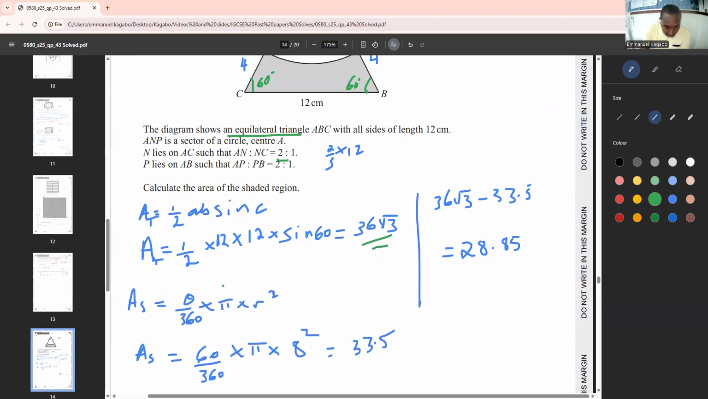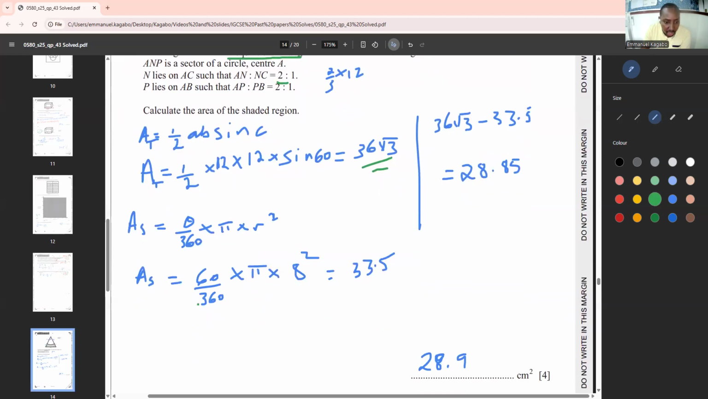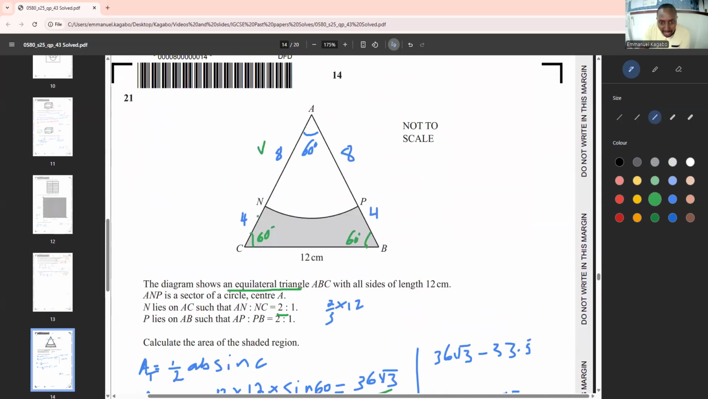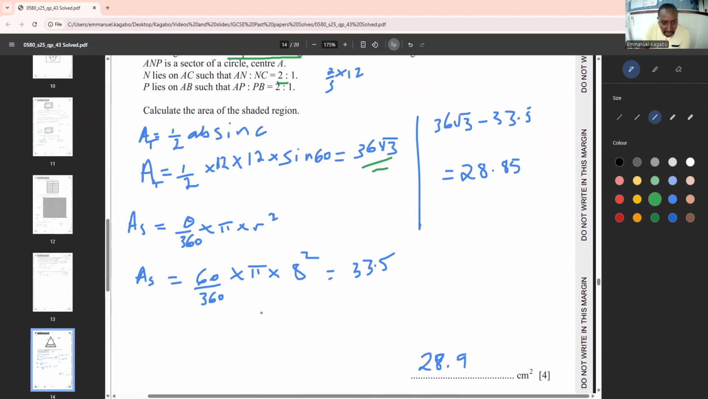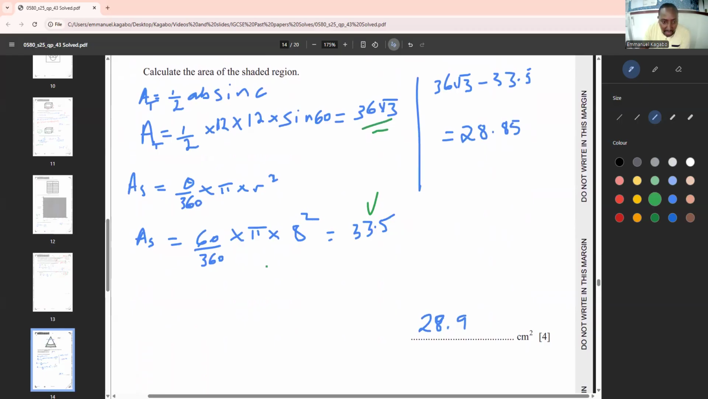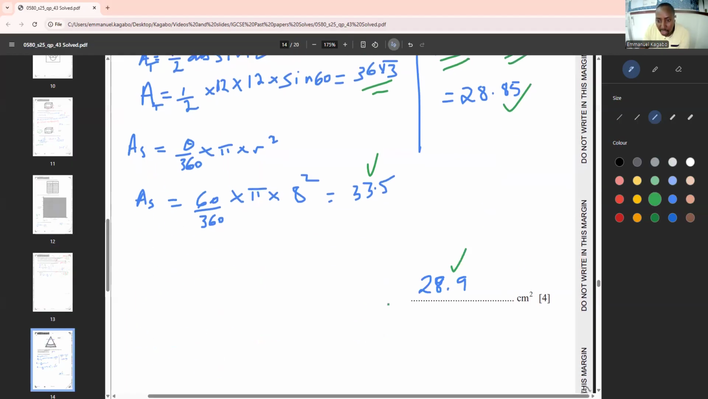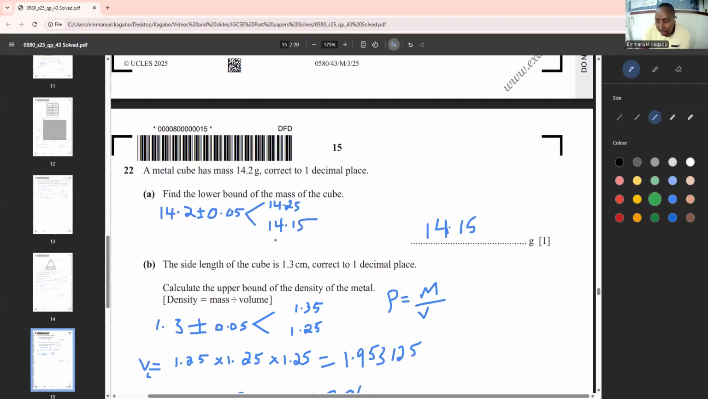Now, area of a sector is angle over 360 times pi r squared. So it's going to be 60 over 360 times pi times the radius of the sector. This is your sector. So the radius is 8. It's not 12. Okay. So when you work out, you're going to have that. The area of the shaded part will be the area of a triangle minus area of a sector, which will give you that. And to 3 significant figures, you are going to have that.